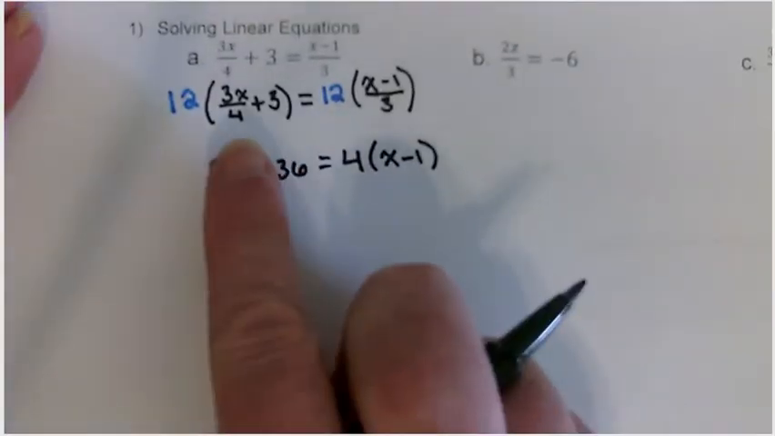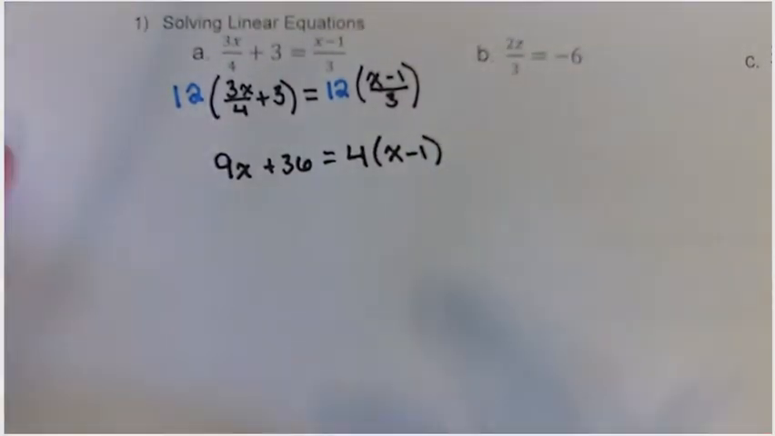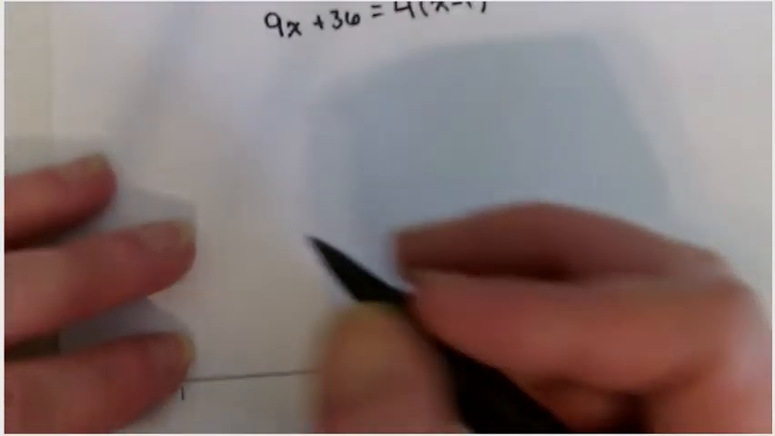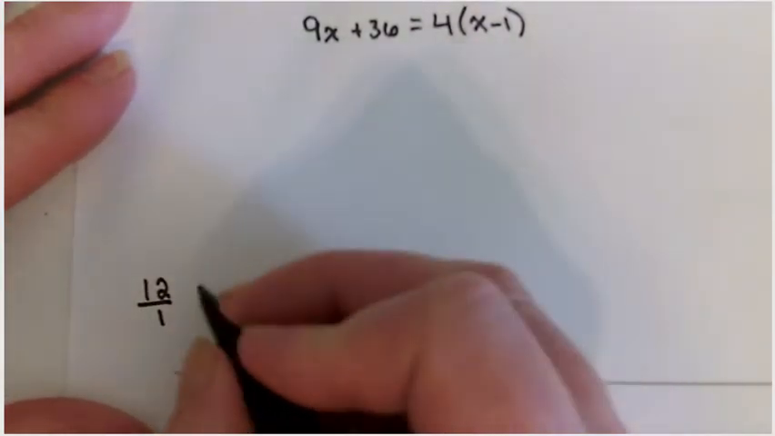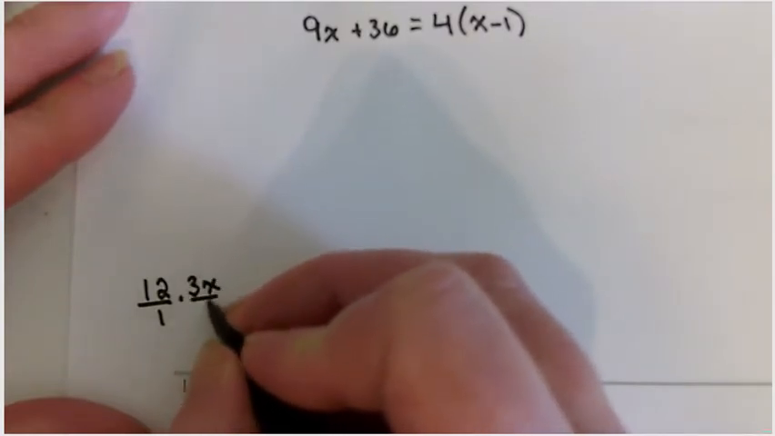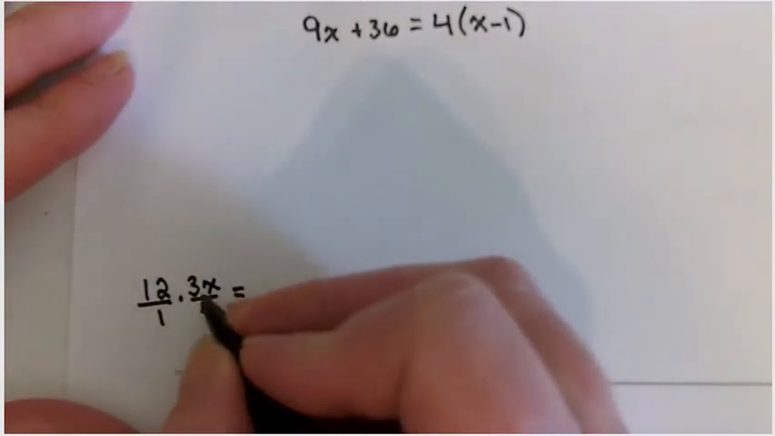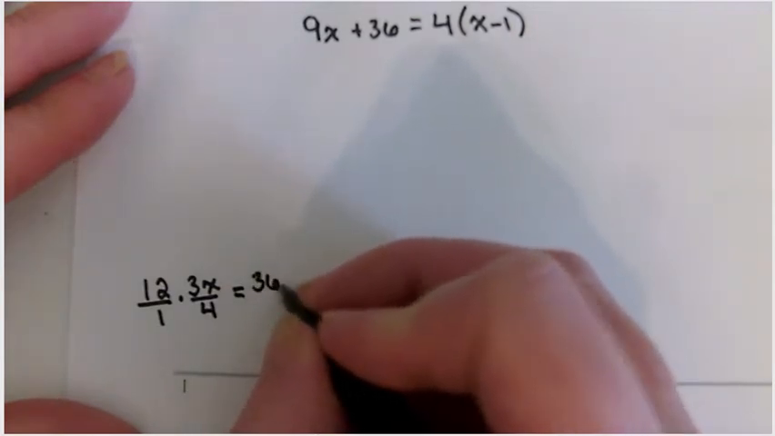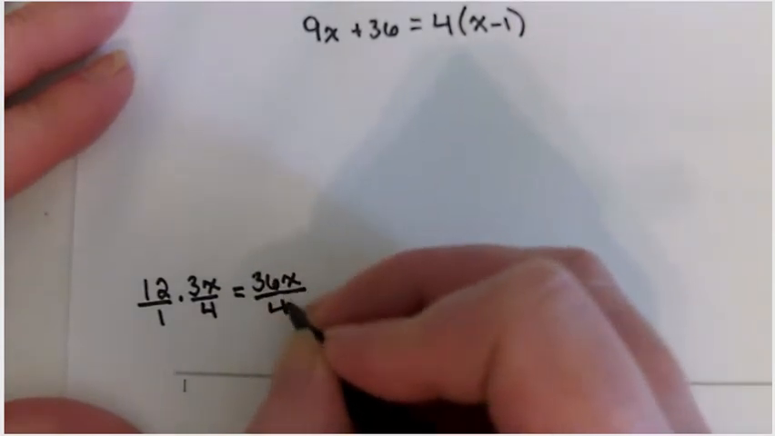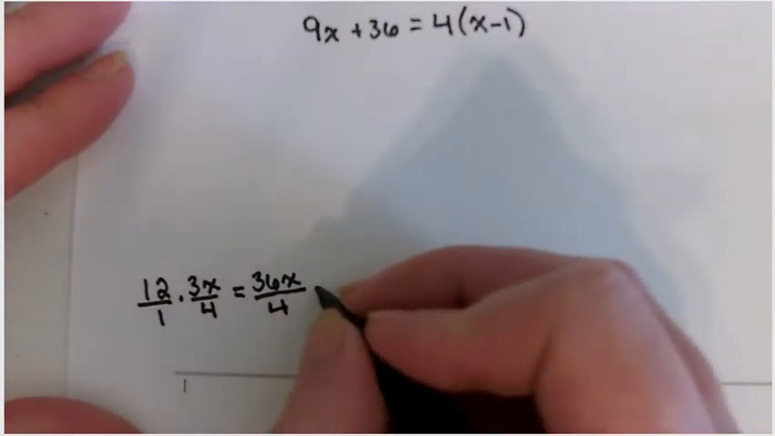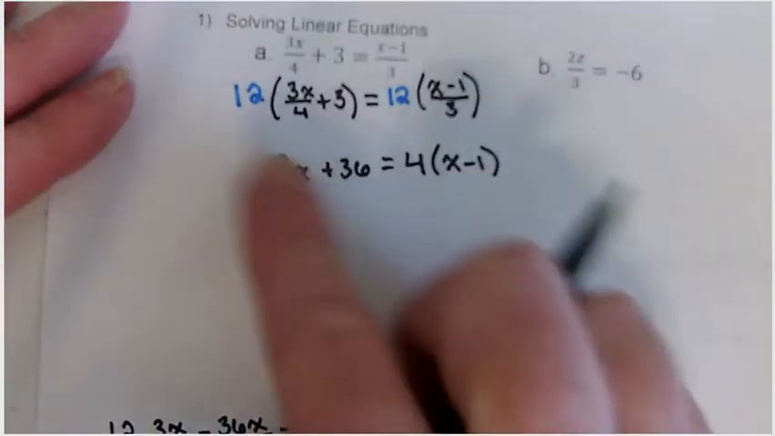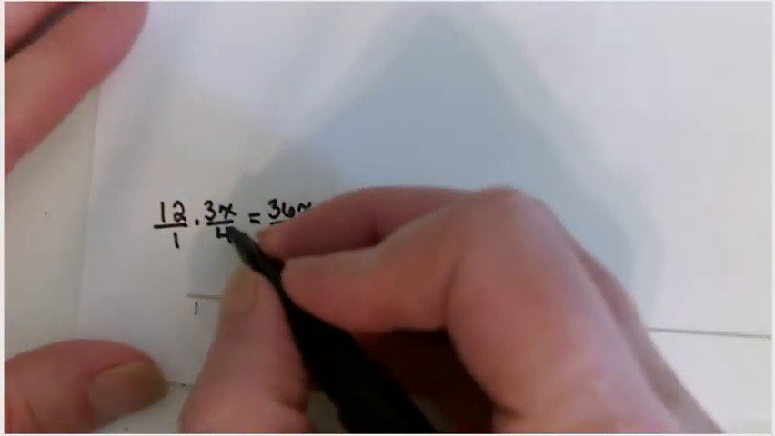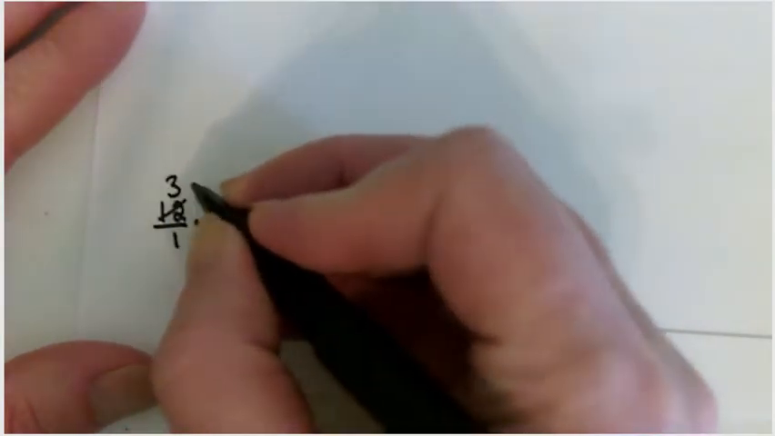Now, if you don't believe me on that little trick, let me show you again on this 12 times 3x over 4. So if I did 12, make that into a fraction, times 3x over 4. If you do it the long way, 12 times 3 is 36 over 4, and then 36 divided by 4 is 9x. So notice we got the same answer, but this is a little bit quicker. So the quickness is to go 4 into 12 leaves me a 3. 3 times 3 is 9.